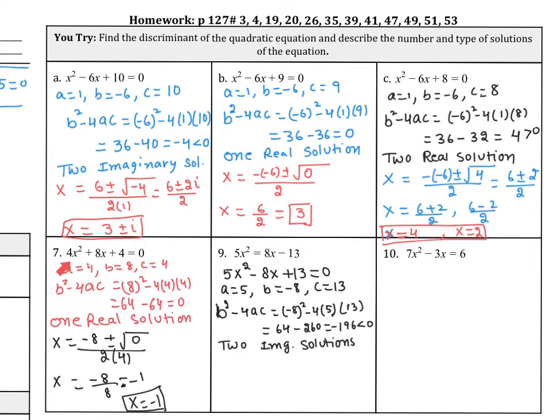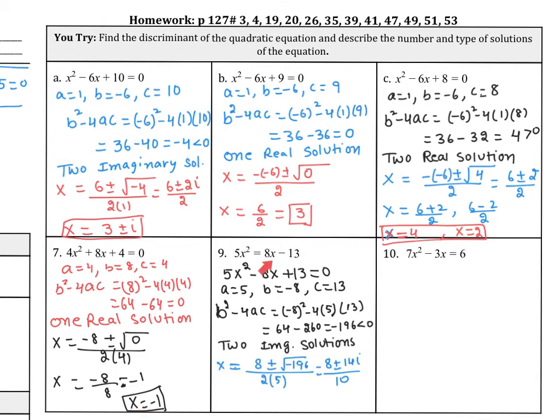So next is number 7. A is 4, b is 8, and c is 4. b squared minus 4ac is 8 squared minus 4 times 4 times 4. So it's going to be 64 minus 64, that is 0. So you're going to have one real solution. And when you find the actual solution, you're going to use the formula negative b plus or minus the square root of b squared minus 4ac. b squared minus 4ac is already 0, so you put 0 here. All you're left with is negative 8 divided by 8, and that is negative 1. So x equals negative 1.